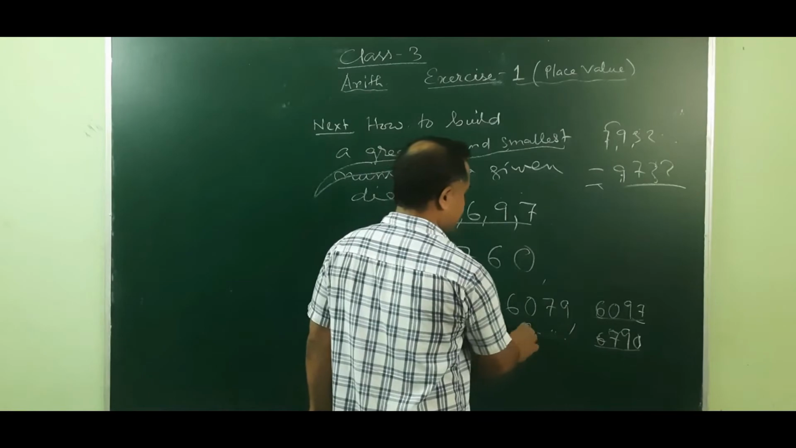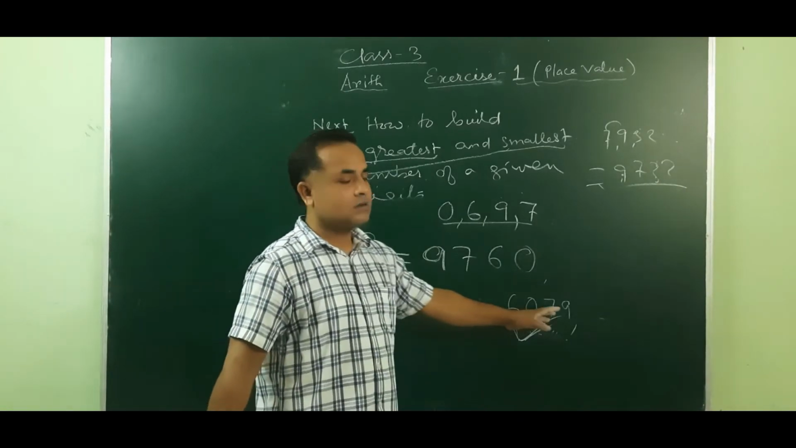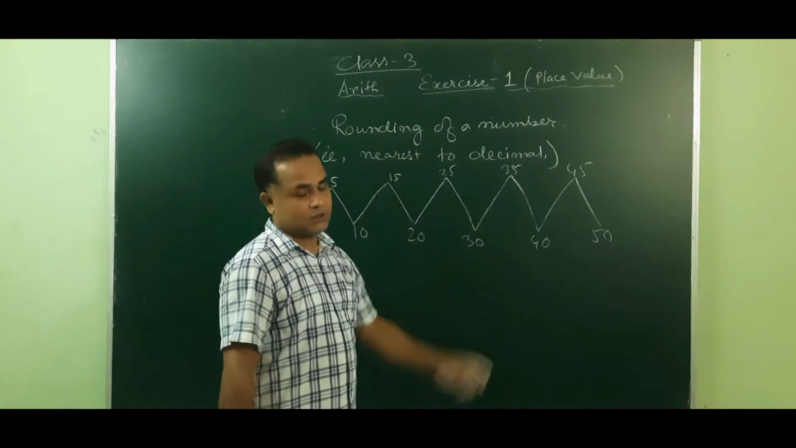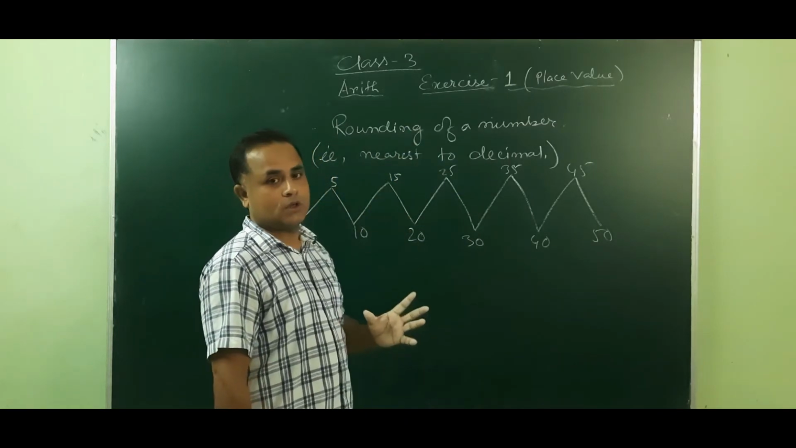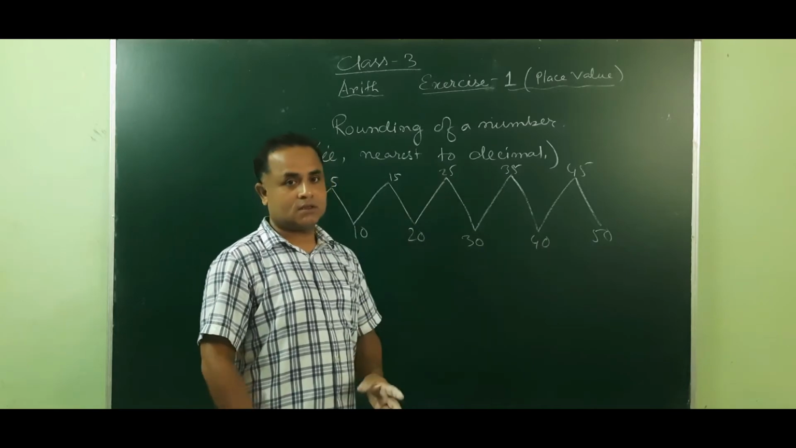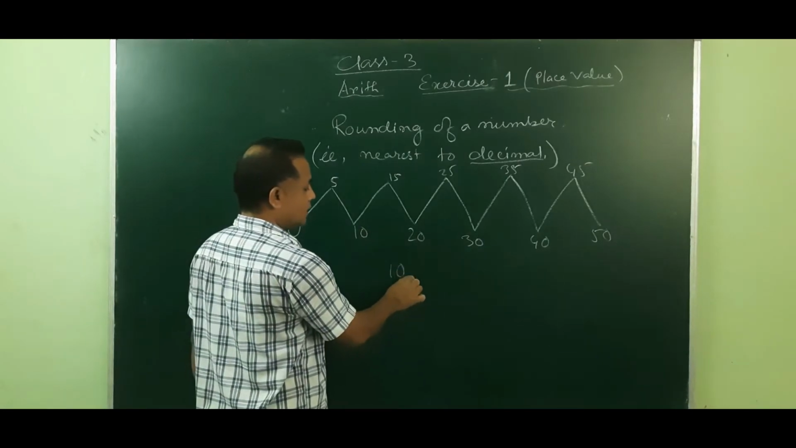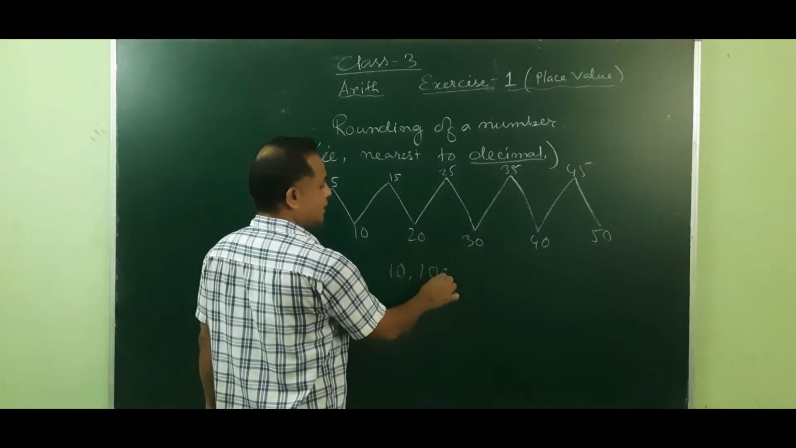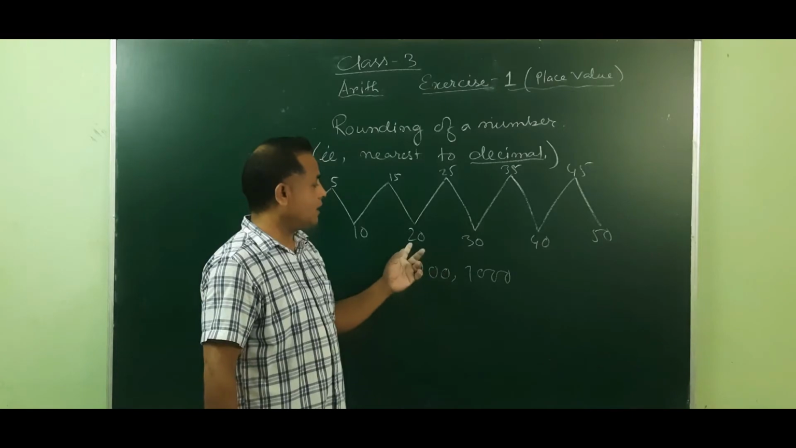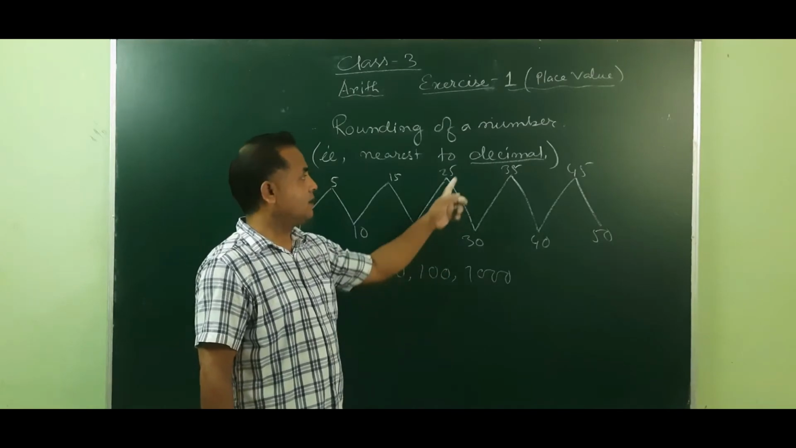So this is correct, this is wrong. That is, 6079 is the smallest. Now next we will see the rounding of a number. That means any number or a digit which falls to nearest tens, hundreds or thousands, where any zero accompanied to a digit is called decimal.